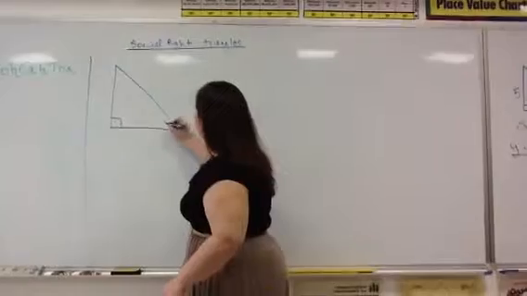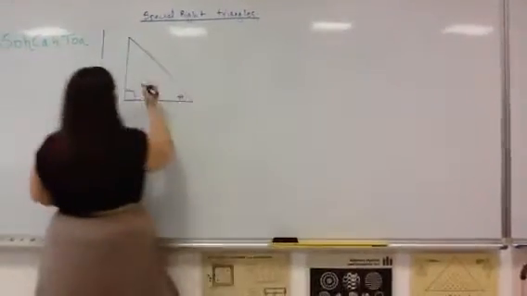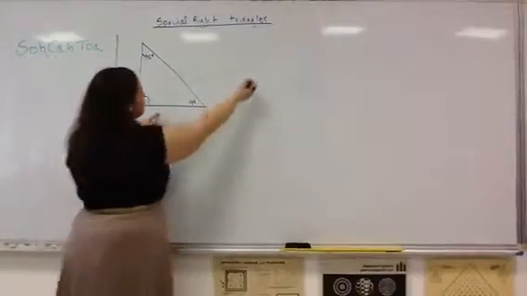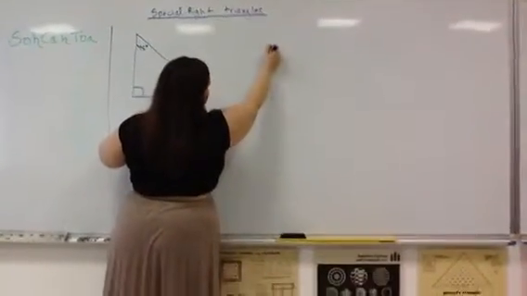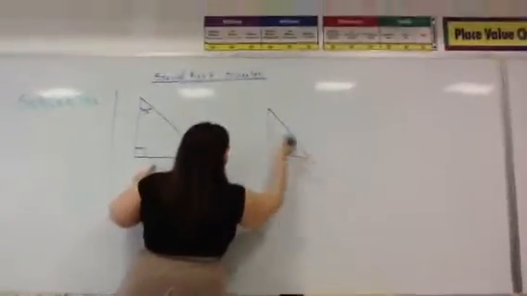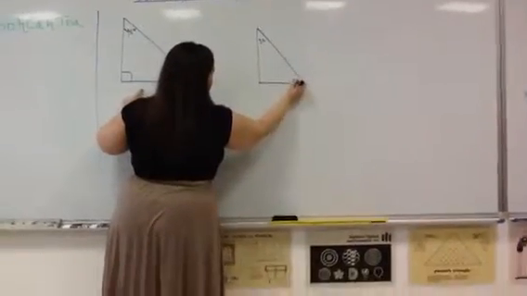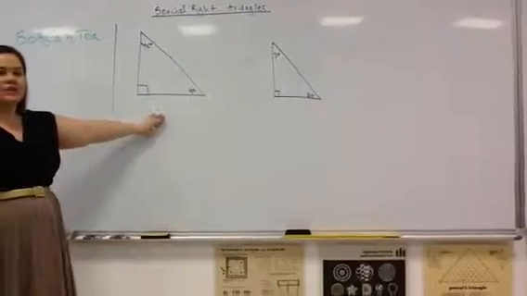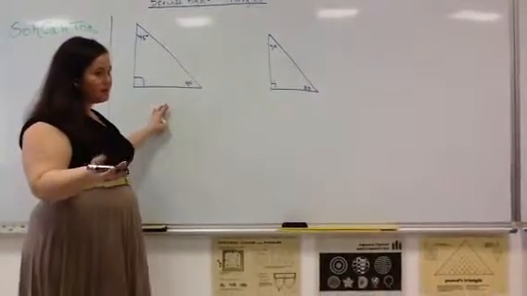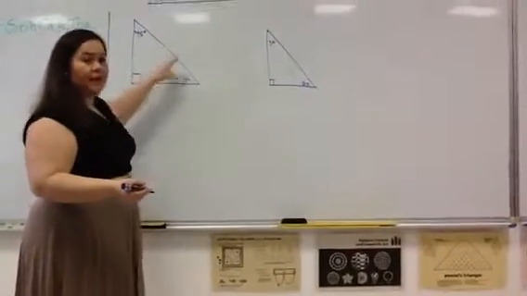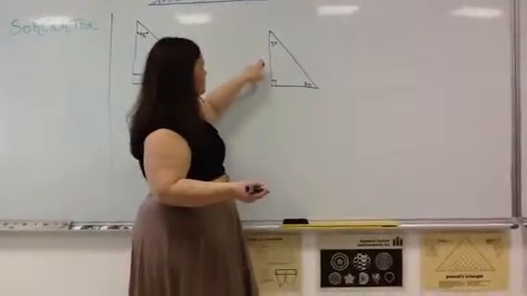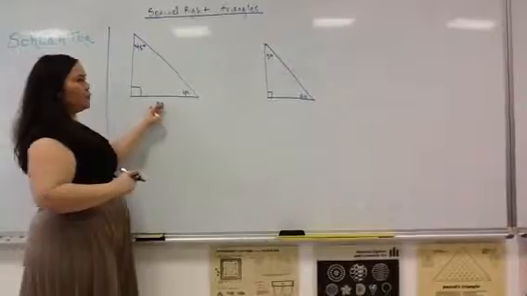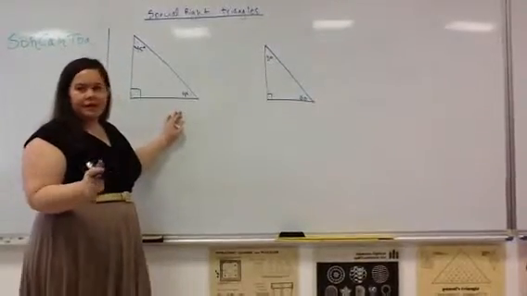So, we have two different types of right triangles. One is a 45-45, and one is a 30-60-90. We have special relationships that happen between each of the legs and the hypotenuse. Now, in order to find out the relationships, we need to use the Pythagorean theorem.